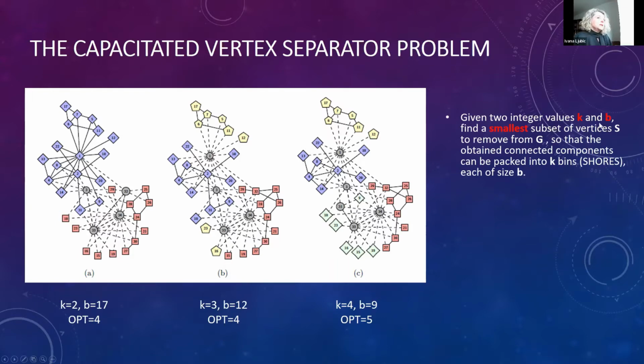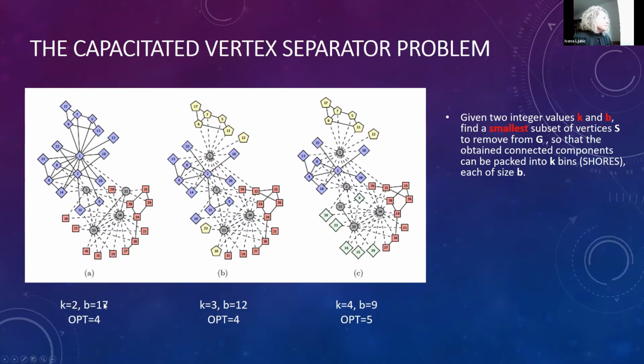And the goal is to find the smallest subset of vertices, this separator, to remove from the graph. Now, what do we want to achieve? When we remove these vertices, the graph will fall apart into many connected components. What we now want is to take these connected components and pack them into k bins, like a bin packing problem. And the capacity of each bin is given by this number b.